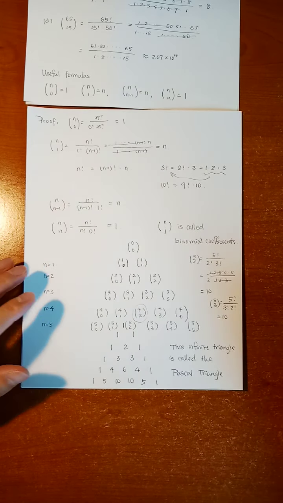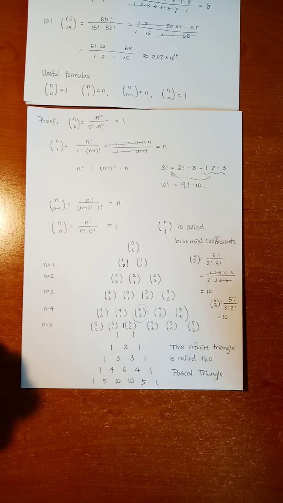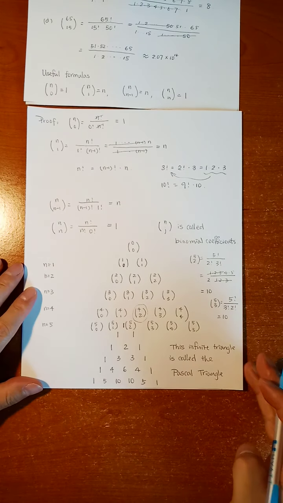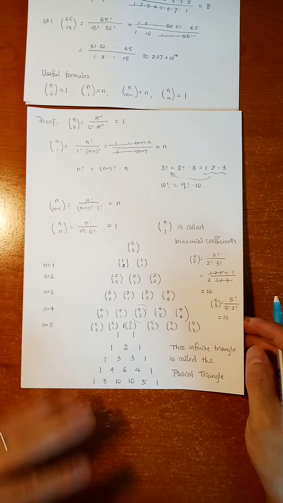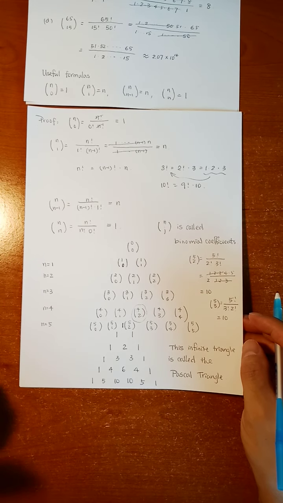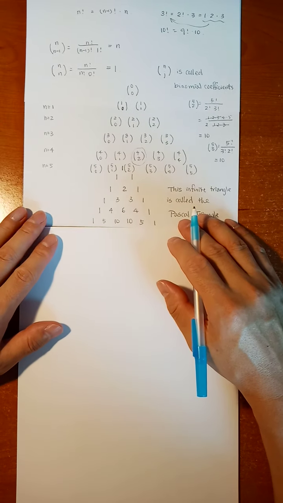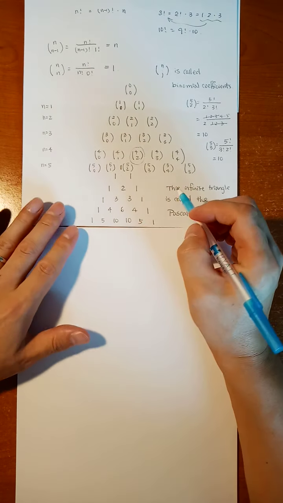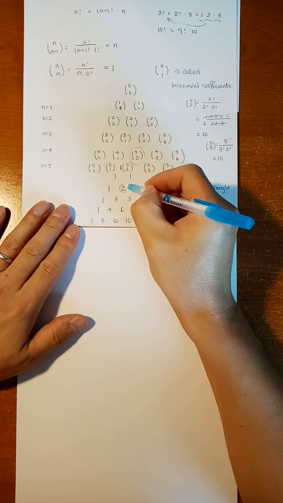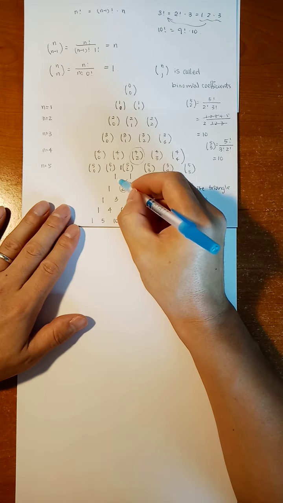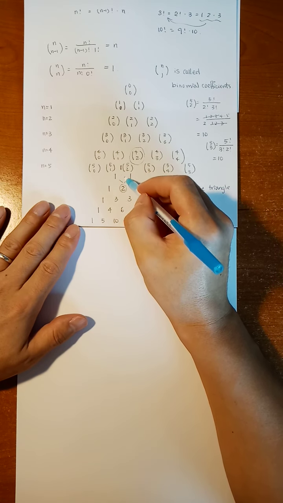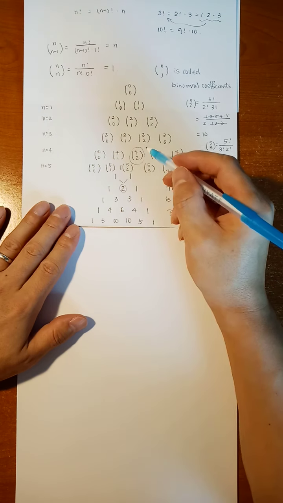This is called Pascal's triangle. And of course, how do we know the next level? We have the following observation. You see here, this number 2 is the sum of the two adjacent terms from the previous level.